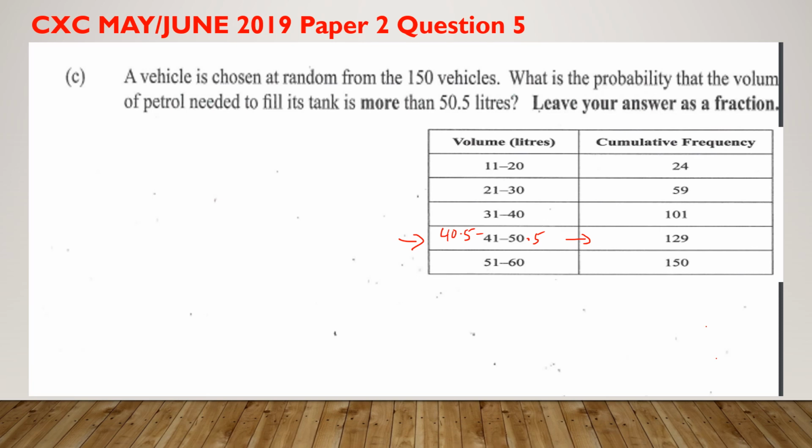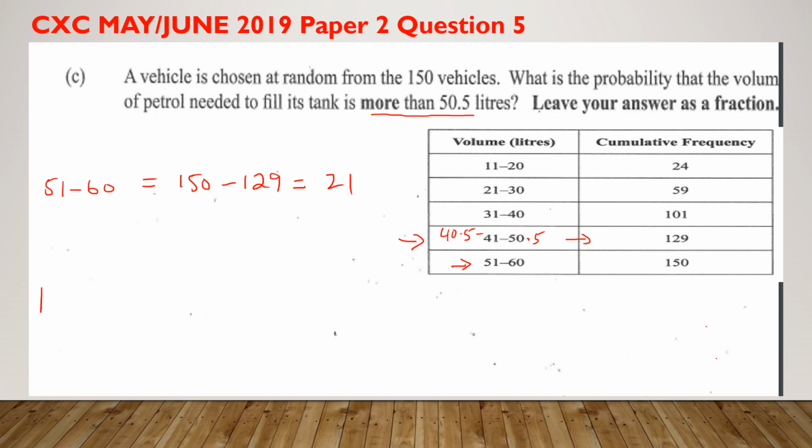But remember, we want more than 50.5 liters. So that will take into consideration not the 40.5 to 50.5, but this class interval instead. So we have 150, and the class interval 51 to 60 would be 150 minus 129, which is equal to 21.